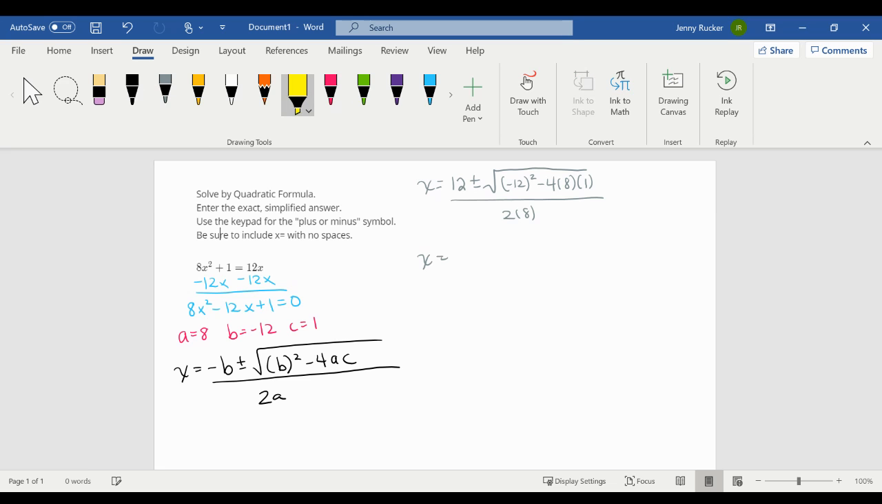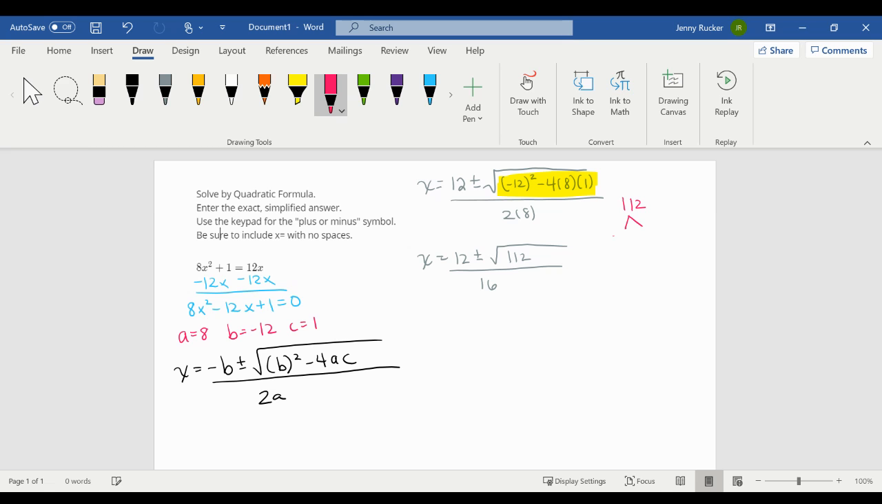Let's go ahead and simplify under the radical first. So this part, that's the radicand or the discriminant. So we get x equals 12 plus or minus, that's going to be 144 minus 32, which is 112 over 16. So we need to do a factor tree for 112.